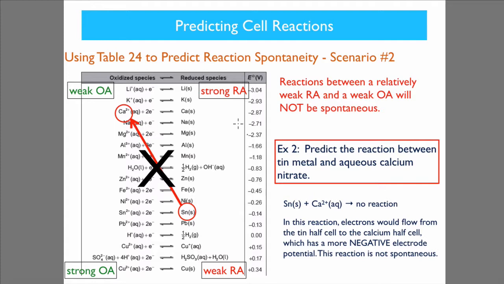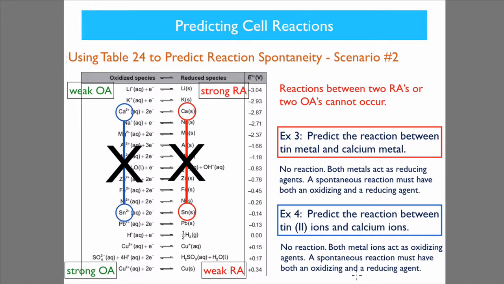Next, a reaction between a relatively weak reducing agent and a weak oxidizing agent will not be spontaneous. So if the relationship is something high up on the left with something low down on the right hand side of the table, it isn't going to work, and so you won't get a spontaneous reaction. In this reaction, electrons would flow from the tin half cell to the calcium half cell, which has a more negative electrode potential. The reaction isn't going to be spontaneous.